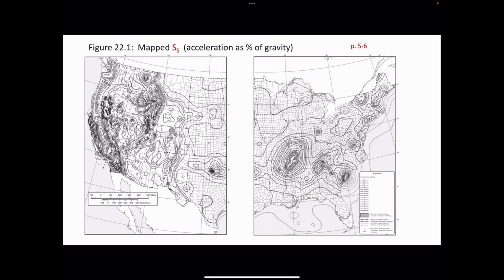And there are separate maps for Alaska and Hawaii, but we'll just look at the continental US map here. So this one is specifically for SS, the one parameter of the two that we need to find that are mapped. And as you can see, there are a lot of closely spaced contours, right?